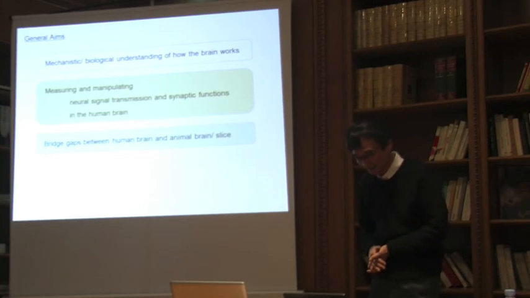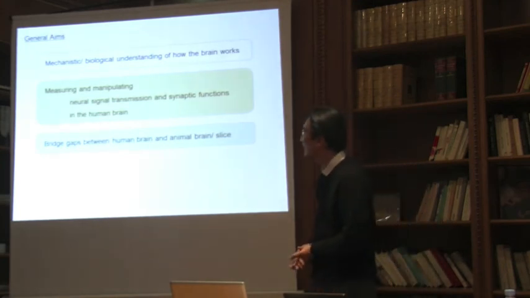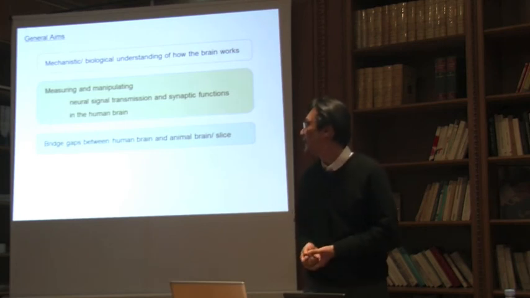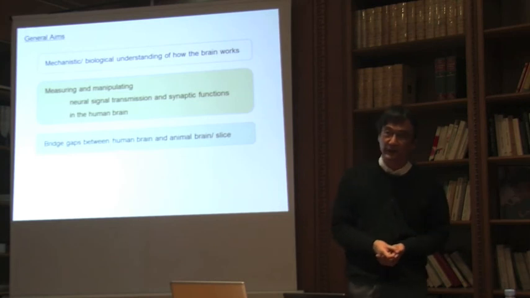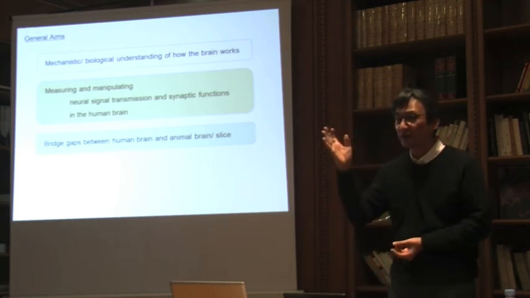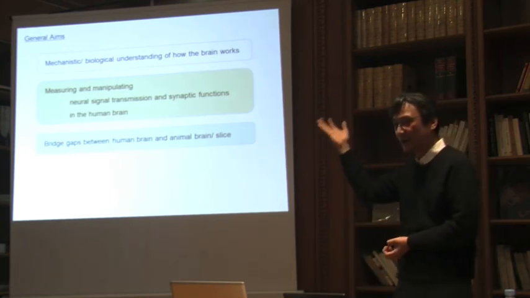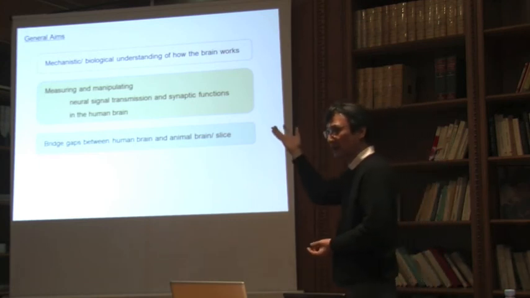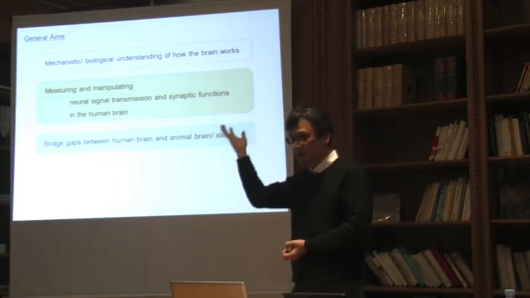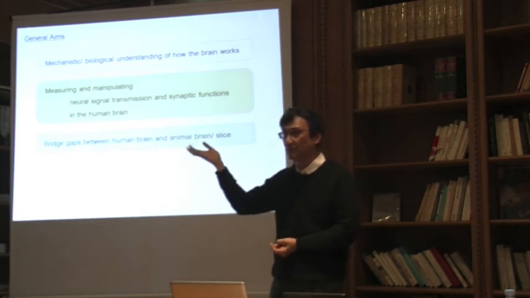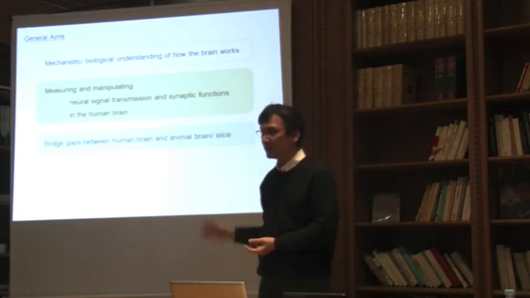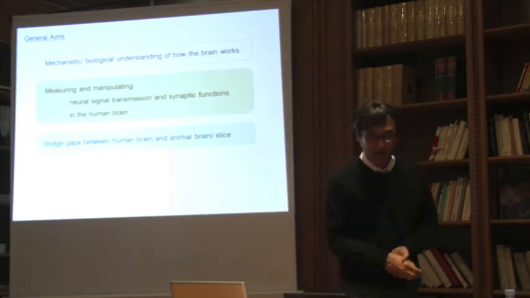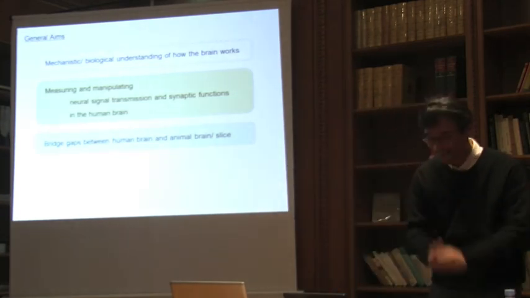Anyway, my desire is to obtain some mechanistic biological understanding of how the human brain works. And it also applies to the higher human cognitive functions. They should be described in a mechanistic or biological manner. And then this could bridge the gap between human brain and animal experiments, I think. Okay, so that's it.